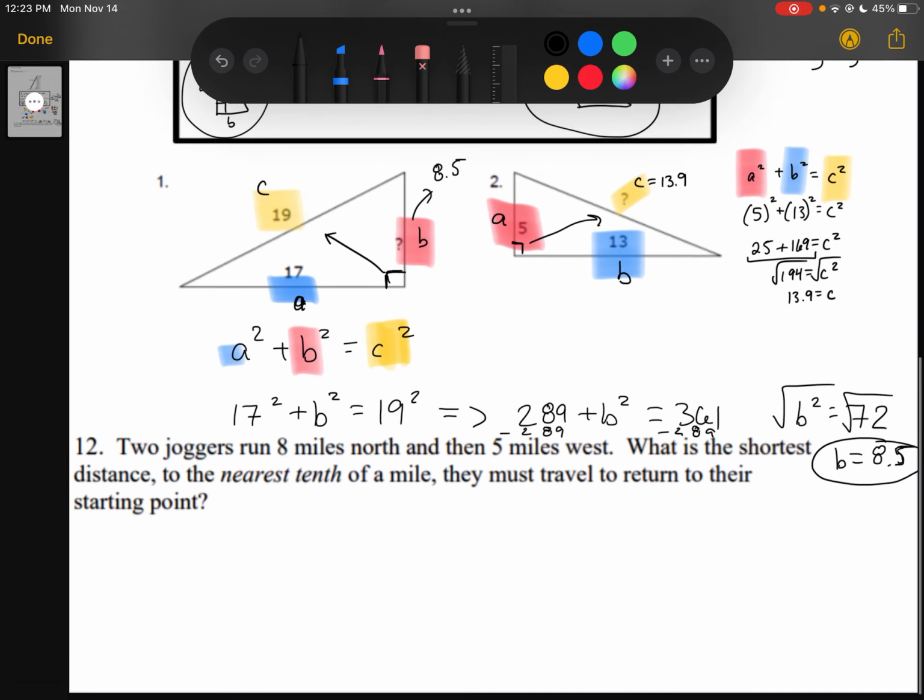And now we're going to see the good news of this, which is how useful it is in the real world. We can see some applications. So two joggers run 8 miles north. So they start here, north is up, so they go up by 8 miles. And then they run 5 miles west. Well, west is to the left, it's towards California. So there we go, 5 miles there. And they want to know what's the shortest distance to get home.